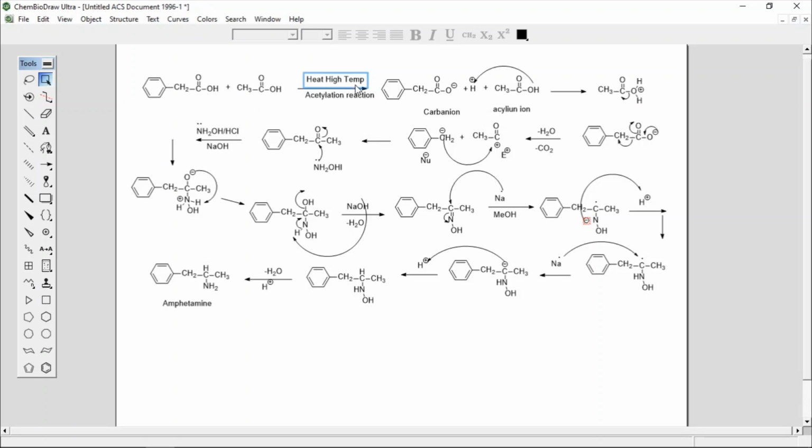The phenylacetic acid undergoes dissociation. It dissociates into phenyl acetate and H plus. Then your other acid, the acetic acid, takes a proton from that dissociated acid and converts to its protonated form. And the next step is this phenyl acetate undergoes decarboxylation. Here is the arrow notation of how this phenyl acetate undergoes decarboxylation.